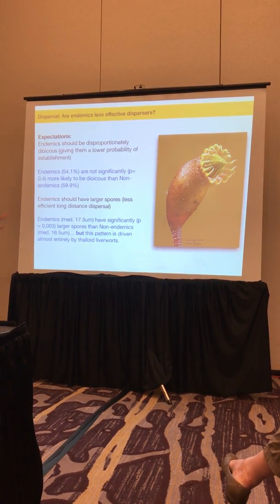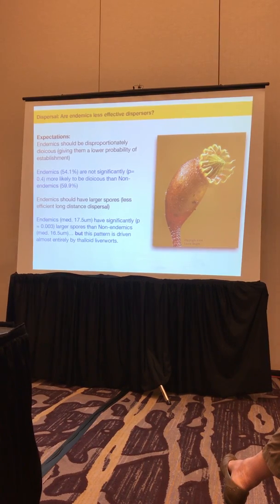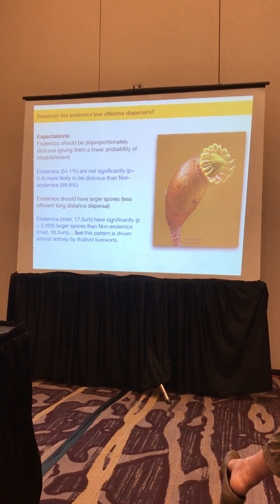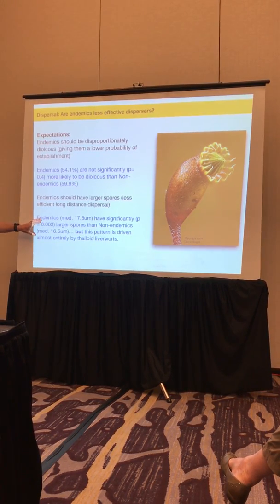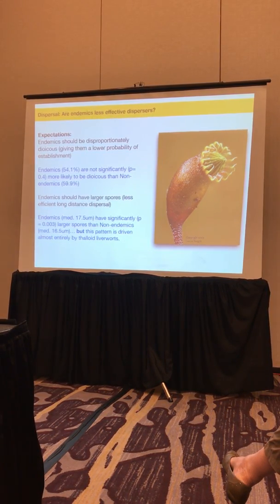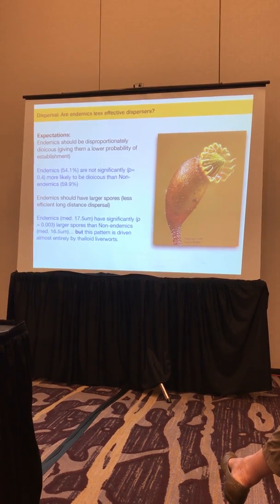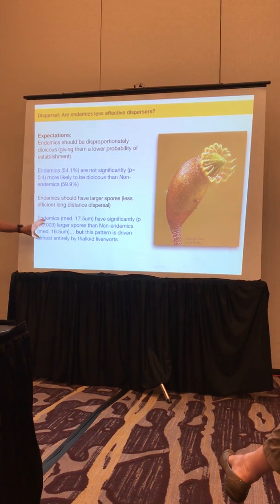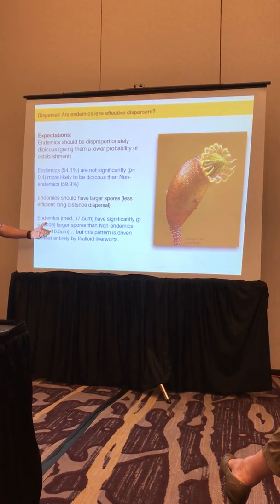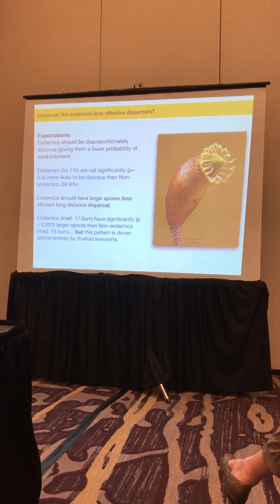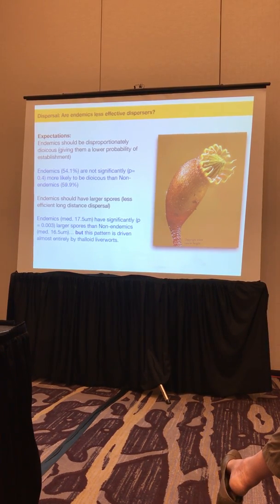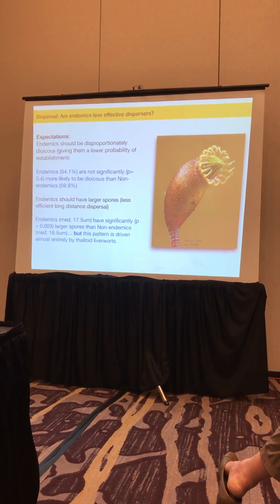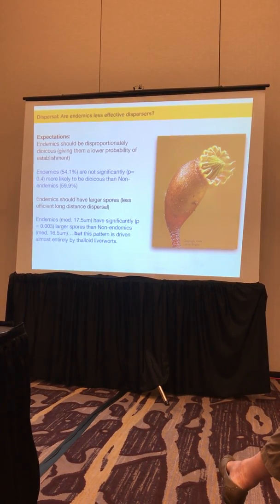And as it turns out, there's no difference here. So no difference in monoicous and dioicous between endemics and non-endemics. There is a spore size difference between endemics and non-endemics, with endemics having larger spores. If you look at all endemics versus all non-endemics, you see a statistically different pattern, but it's totally driven by thalloid liverworts. So it's just one group of endemics, and if you take those out of the analysis, the difference dissolves.